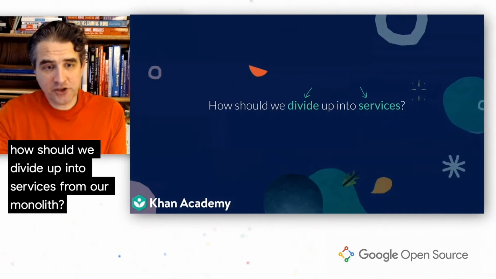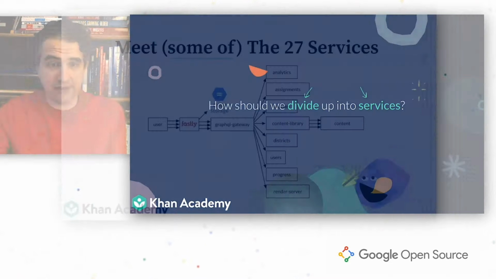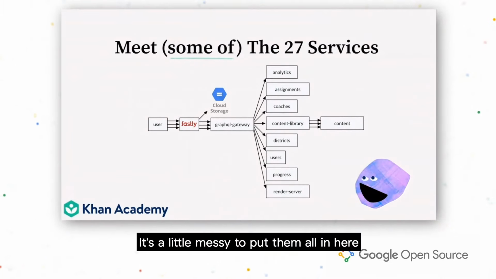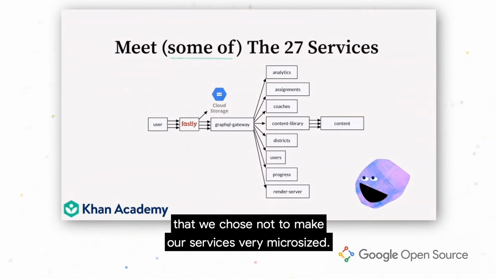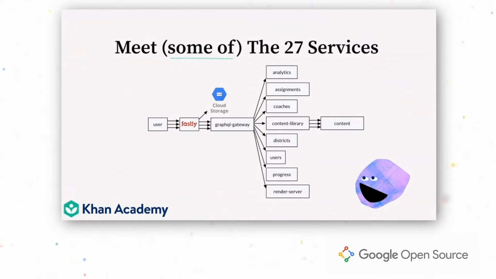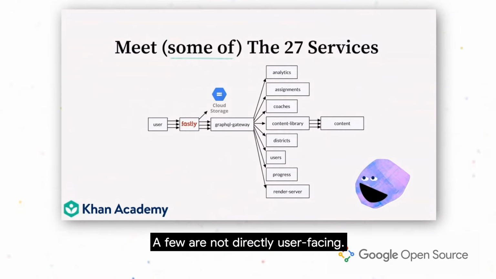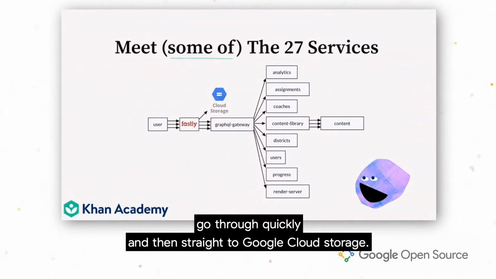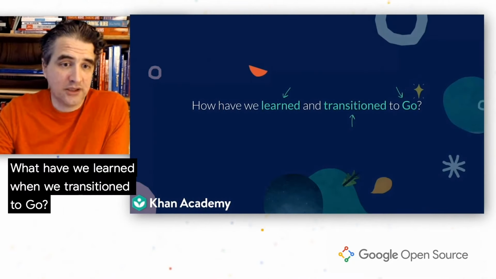We also had to decide how to divide up into services from our monolith. It's a little messy to put them all in here, but I wanted to illustrate the point that we chose not to make our services very micro-sized. Wherever there seemed to be a good conceptual or technical seam, that's where we drew a line. A few are not directly user-facing. For instance, we have an email service. That's not pictured here. But some, like the static asset requests, go through Fastly and then straight to Google Cloud Storage. What have we learned when we transitioned to Go?